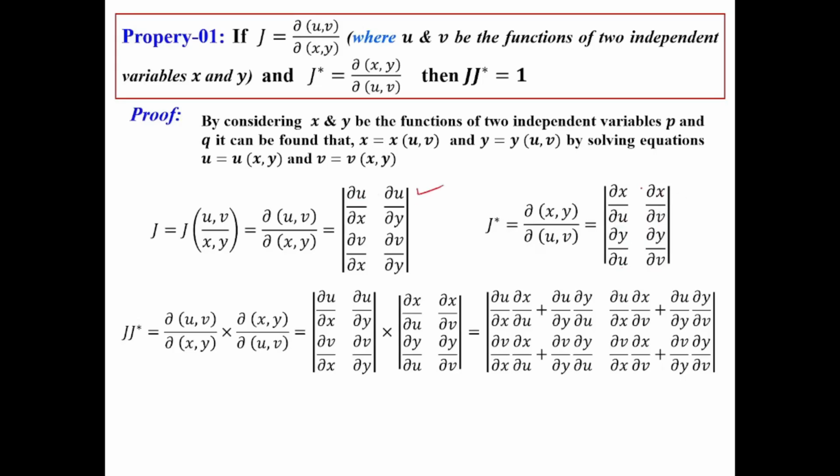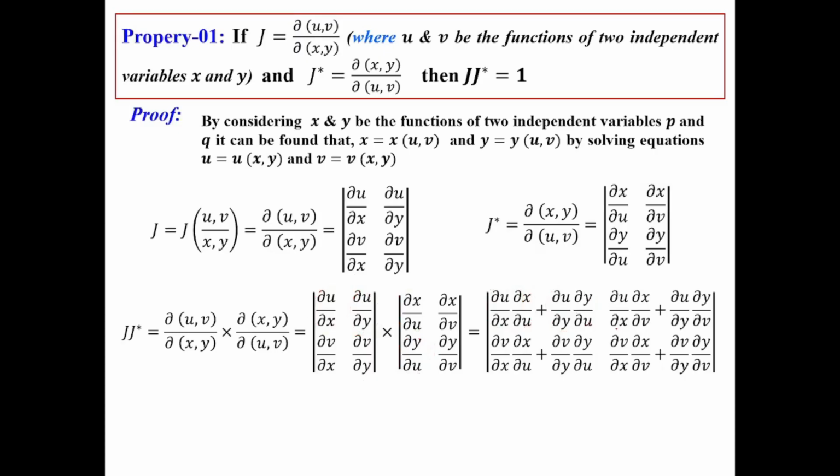Just multiply these two determinants. It is simple determinant multiplication. The first row is multiplied with the first column. Here, del u by del x into del x by del u, plus del u by del y into del y by del u.